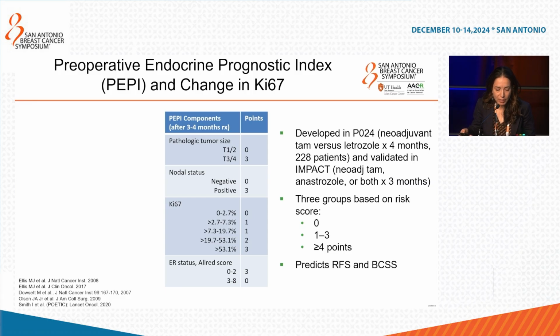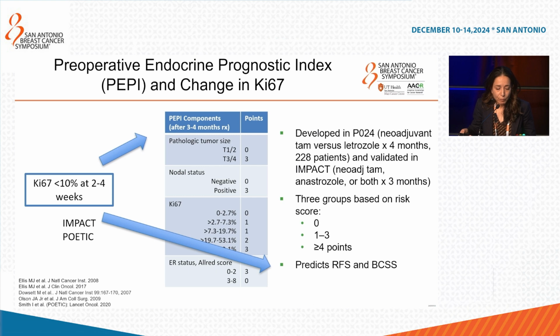Ki-67 is a component of this PEPI score, but you can also look at early change in Ki-67. The patients who have tumors where the Ki-67 drops to less than 10% in as little as 2 weeks of treatment with endocrine therapy have a much higher likelihood of achieving PEPI 0 status if you continue the endocrine therapy, and this is independently associated with improved long-term outcomes. So both PEPI score and early decrease in Ki-67 are commonly used endpoints in neoadjuvant and window endocrine therapy trials.